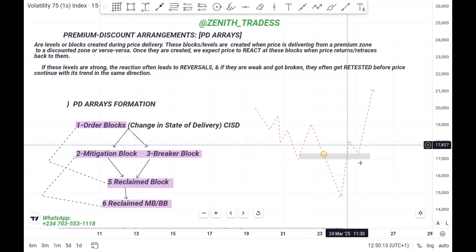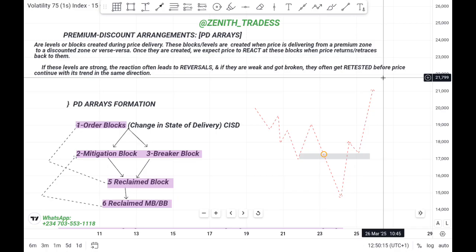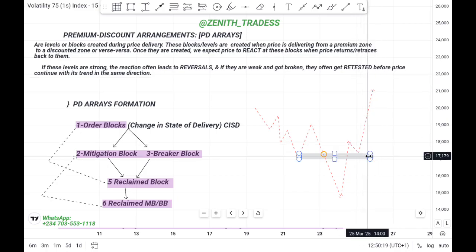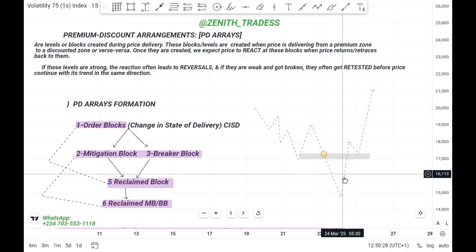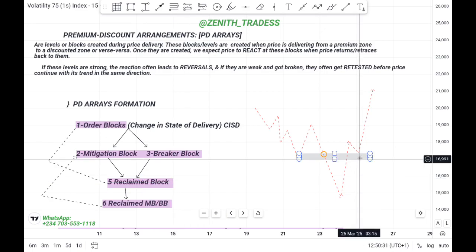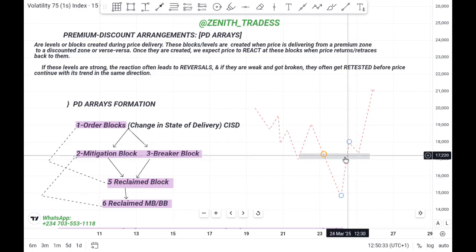So it will test it and push price forward. This is what we refer to as a reclaimed block. You see, the order block gives birth to the mitigation or breaker, right? Now the breaker and mitigation failed, and that gives birth to the reclaimed block. I hope you understand.